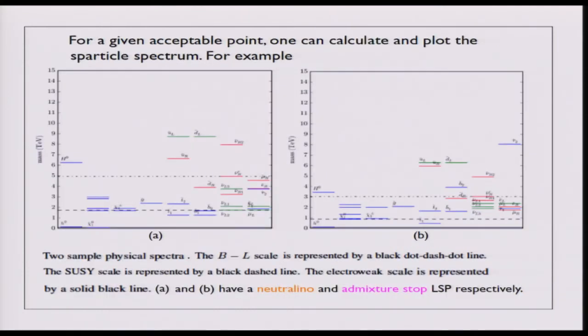So you can also calculate every sparticle mass in these things. I just picked two points here, giving an example of all the sparticle masses, all calculated from first principles given the initial statistical point. This one is chosen because it has a neutralino LSP, and this one has a stop LSP. And it's important to this business.